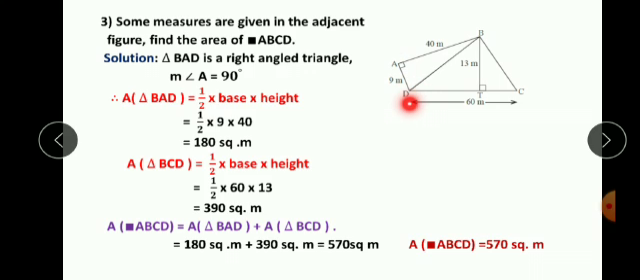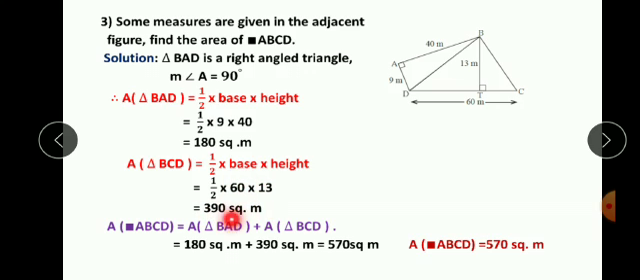Now we will find the area of triangle BCD, this triangle. This will be a right angle triangle again, because height is given BT and CD is the base. So area of triangle BCD is half into base into height, which is equal to half into base, that is 60, and height is 13. So 60 into 13. Now if you cancel this 60 with 2, you will get 30, and 13 into 30 is 390 square meter.